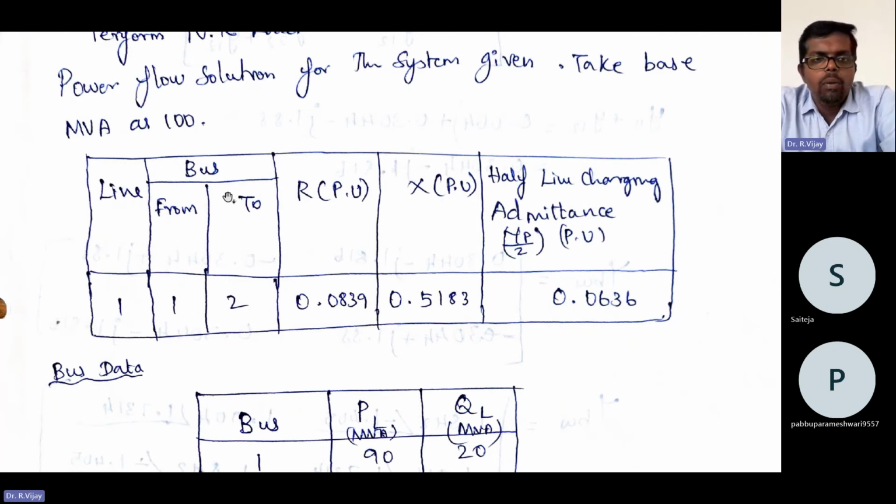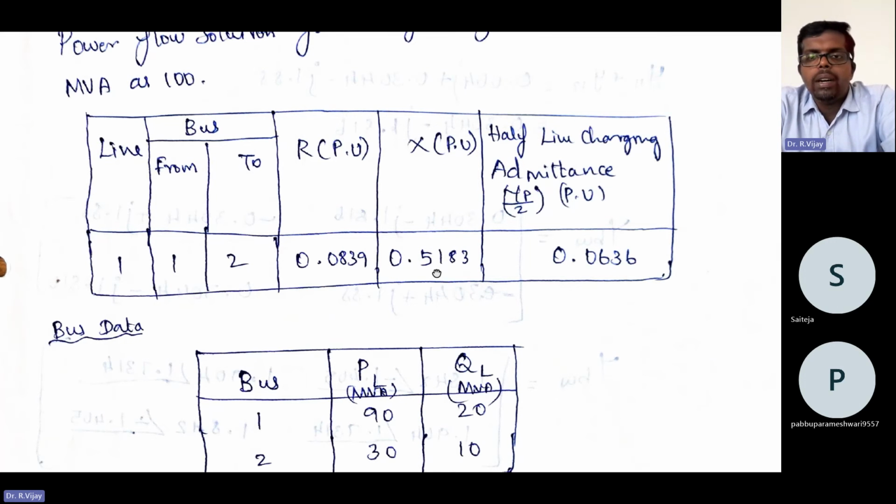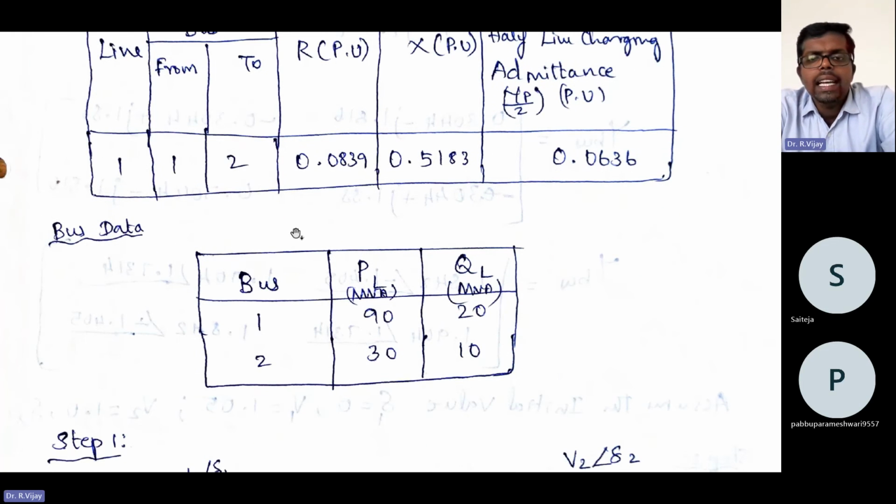So here, what they have given is a line from bus 1 to 2. Next, resistance value is given in per unit, 0.0839. Reactance value also given in per unit, 0.5183. Next, line charging admittance value is also given, that is 0.0636.